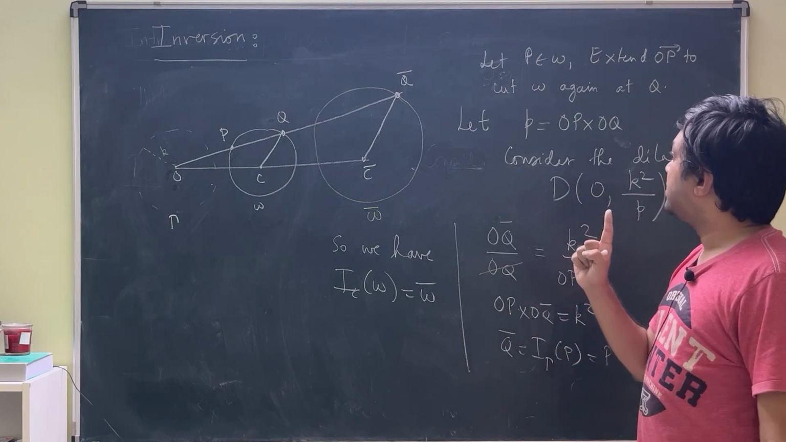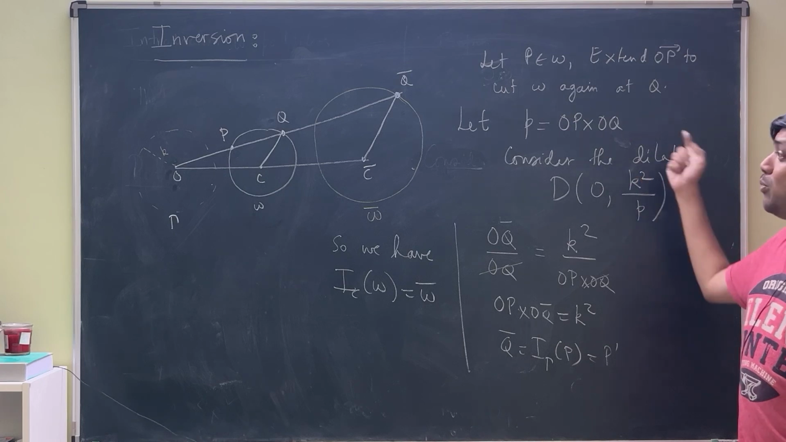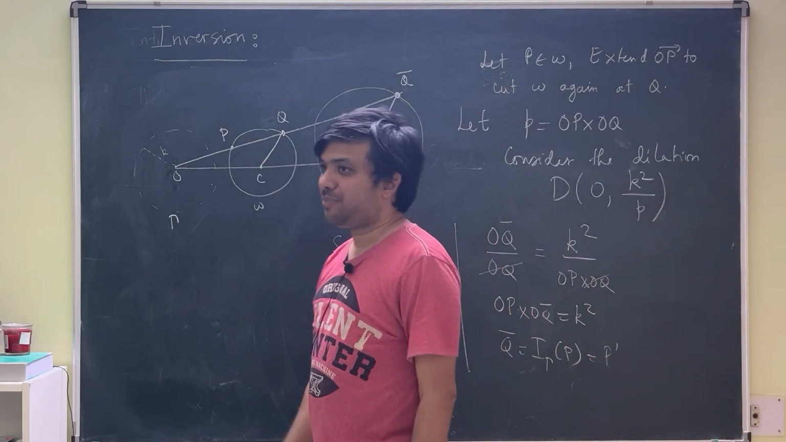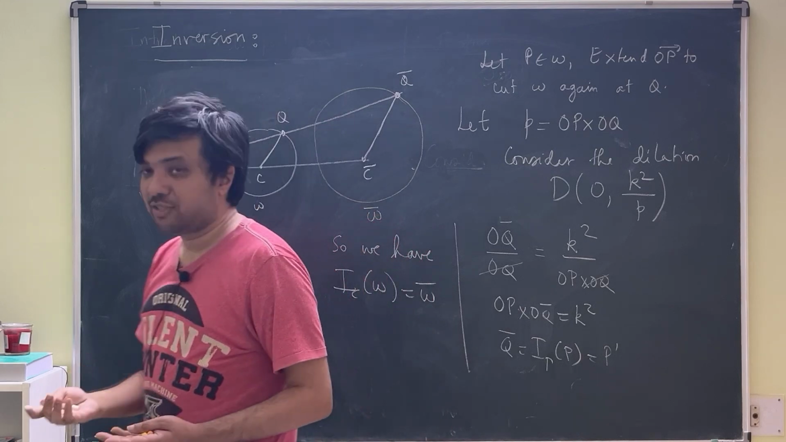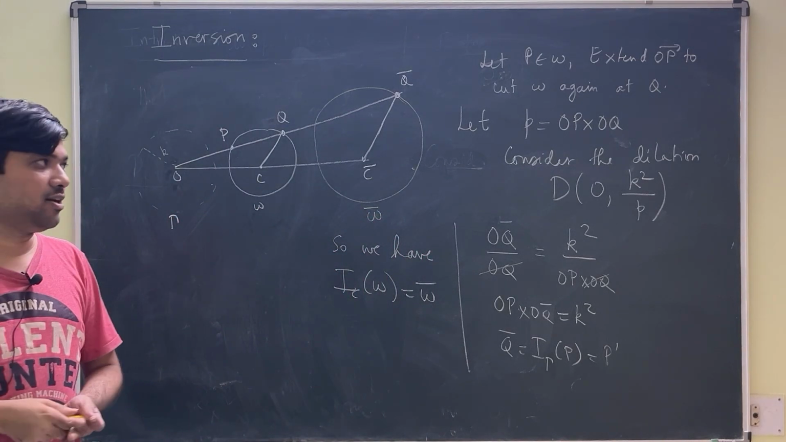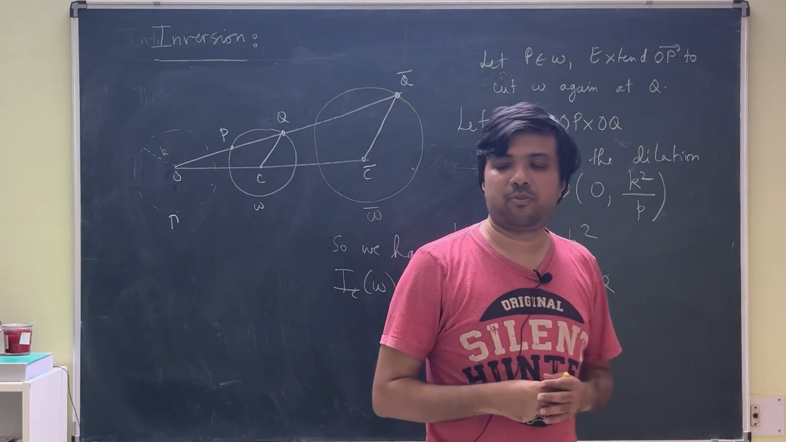And if K square by P is equal to 1, then it's the statement that OP into OQ is K square. But OP into OQ is K square is the statement, if you remember, that Q is the inverse of P, and so this circle is essentially orthogonal. You can go back and check our orthogonality discussion for this. So indeed, even for orthogonal circles, this entire proof works.